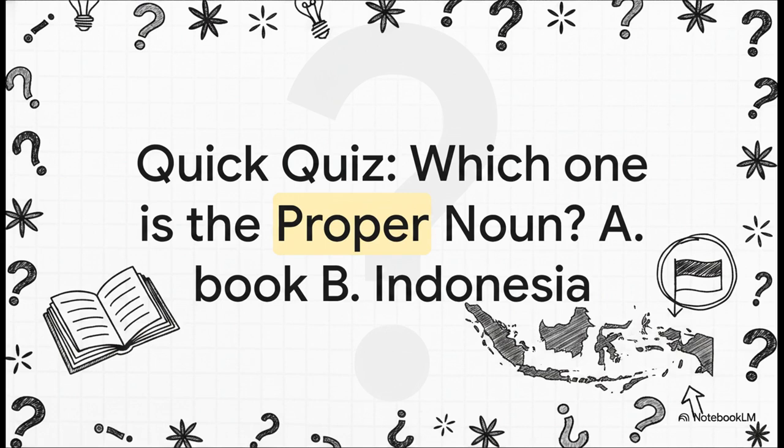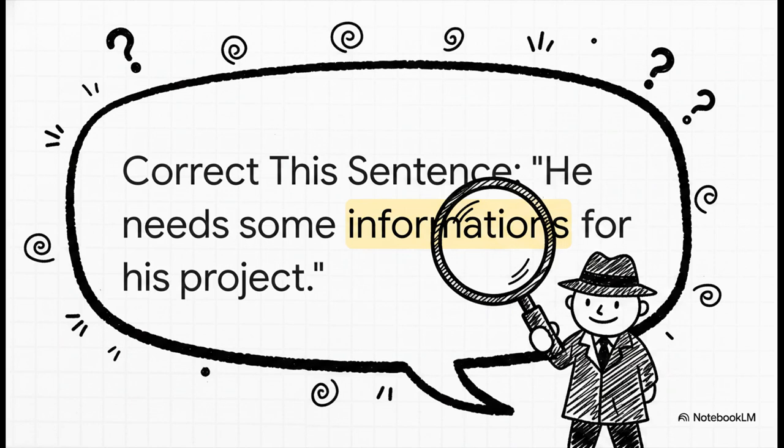Got it? It's B, Indonesia, because it's a specific country and you see that big capital I. Okay, now for one that looks like it came straight out of an exam. Take a look at this sentence. He needs some informations for his project.